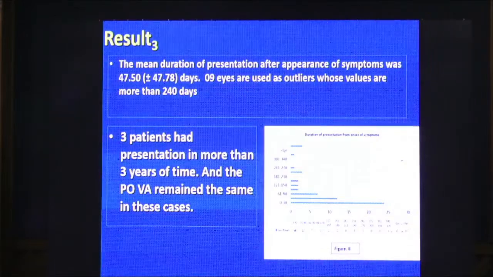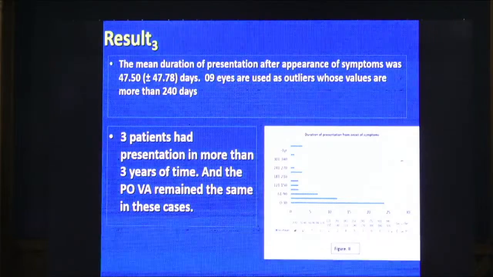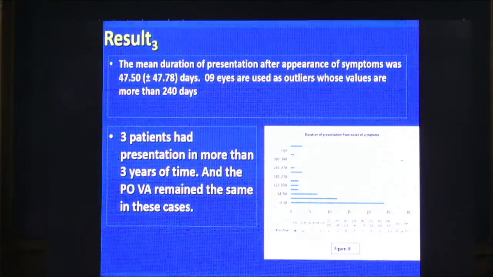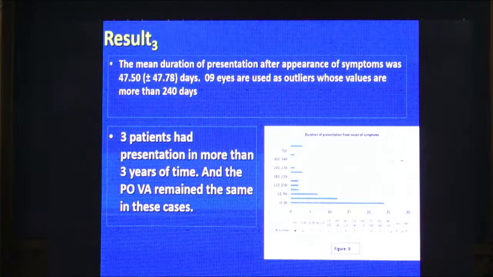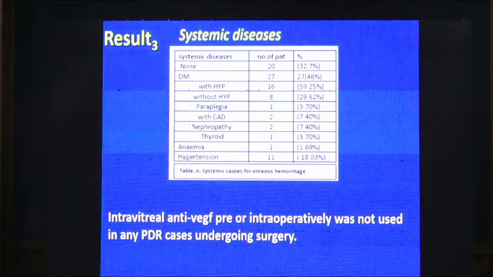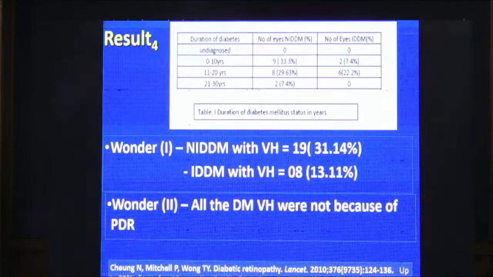Nine eyes here are outliers, whose values were more than 240 days at presentation, and 3 patients had more than 3 years of time to presentation, and the post-operative visual acuity remained the same after surgery in these cases. Intravitreal anti-VEGF pre- or intraoperatively was not used in any of the PDR cases undergoing surgery.